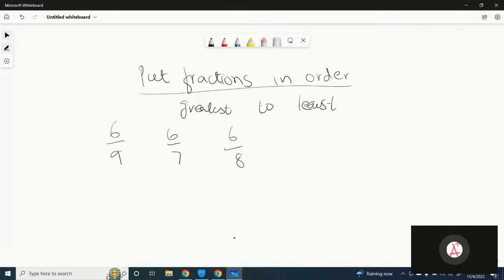Okay, the greatest one is 6 by 7. Sorry, you have to arrange from least to greatest. Okay, the smallest one you have to write first. So which one is the smallest one? 6 by 9 is the smallest one. Got it? Then from these two, which one is the least? 6 by 8 is the least. And then the last one, the greatest one, is 6 over 7. Got it? So from least to greatest, they are 6 by 9, 6 by 8, and 6 by 7. Got it? Yes, the smallest one is 6 by 9.